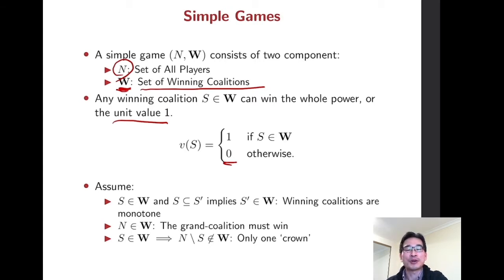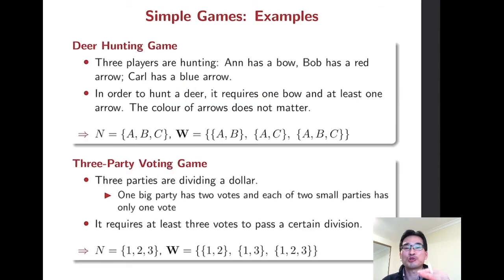There are some assumptions. Winning coalitions are monotone: if S is a winning coalition, then any superset should also be a winning coalition. And of course, the grand coalition should be a winning coalition. If a coalition wins the game, then the other players cannot win. There's only one crown. In fact, the two games, the hunting game and the three-party voting game, are essentially the same, except for the names of the players.